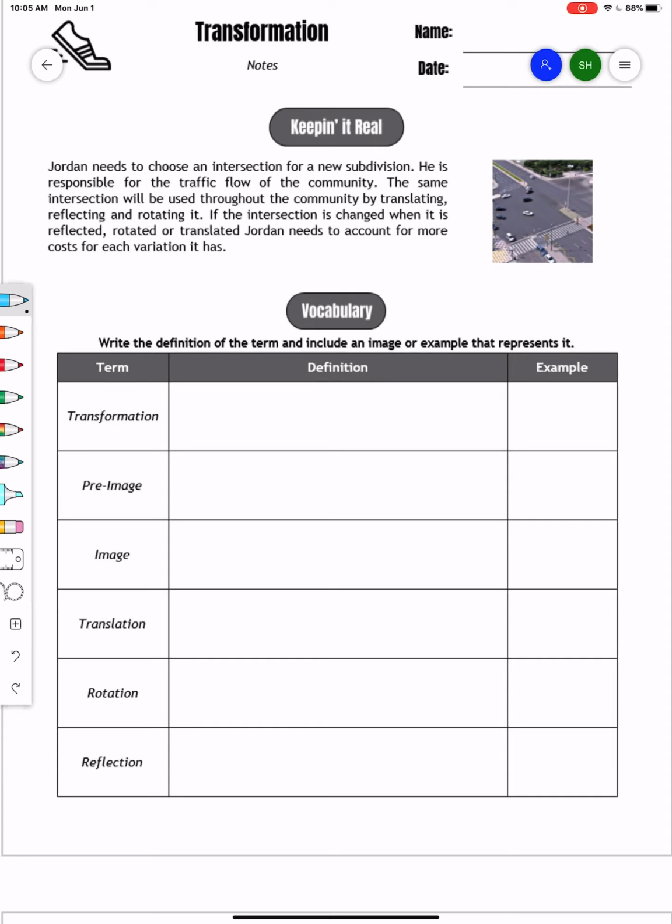So basically, a transformation is a change in size, shape, or the way it is facing. We're going to go over each of the different kinds of transformations. There are 4 of them.